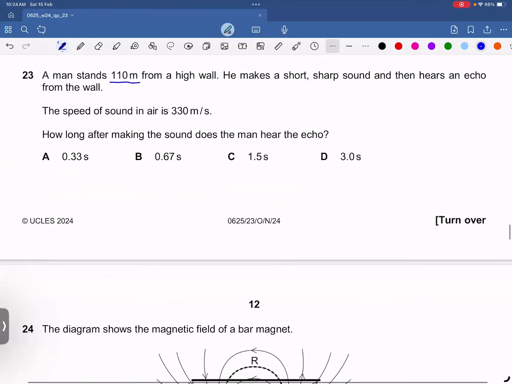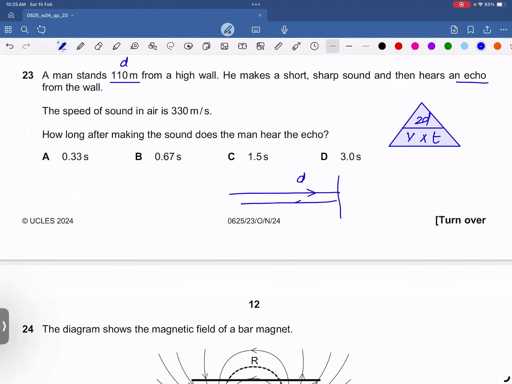A man stands 110 meters from a high wall. He makes a short, sharp sound, then hears the echo. Whenever you have an echo, it is a reflection of sound, and speed is double the distance over time. Why? Because sound has to go distance d and come back distance d. How long it takes means you want to find the time. Rearrange this triangle, so time will be 2d over v. Two times the distance, 110, over the speed, 330. You substitute and you get the answer 0.6667, so 0.67. B. Easy question.